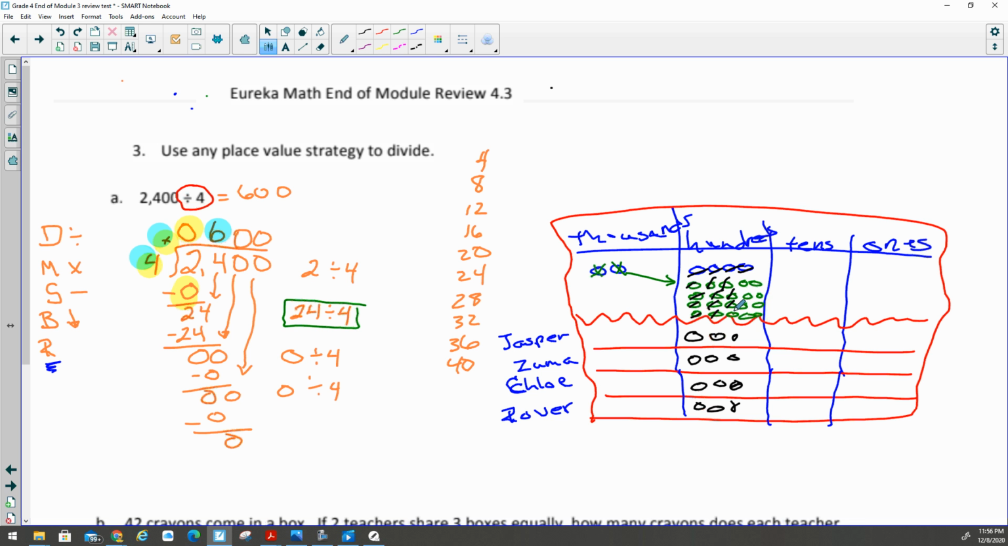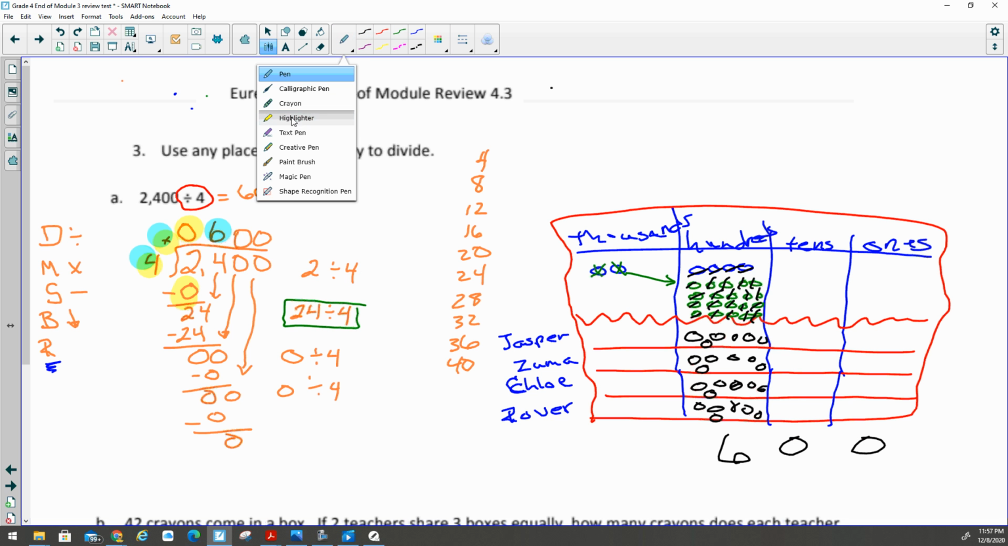1, 2, 3, 4. 1, 2, 3, 4. And then our last 4. 1, 2, 3, 4. And we have 1, 2, 3, 4. And then there are no 10s and there are no 1s, so those are all zeros. So we just have to count up this one row, and it shows 600, right?